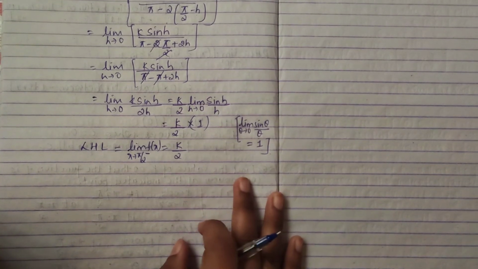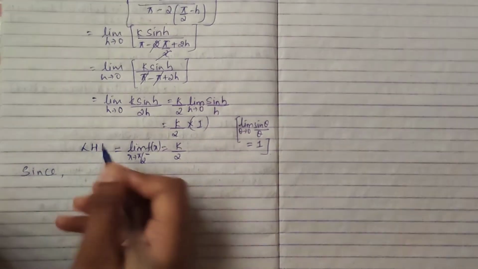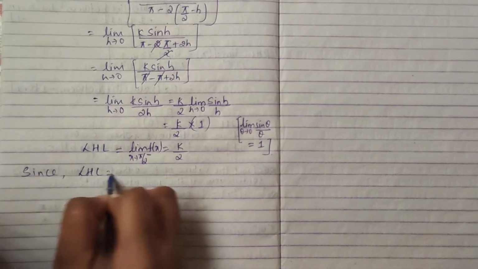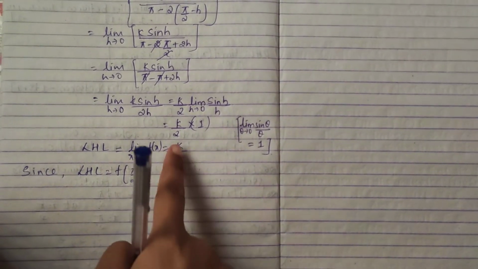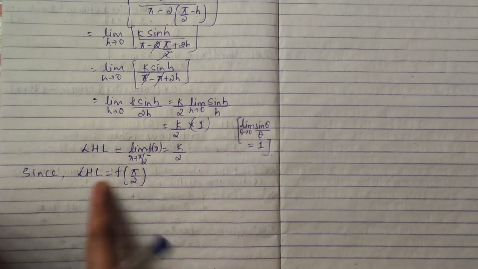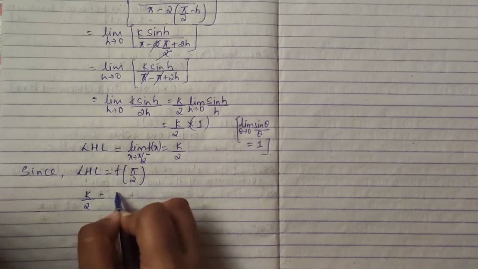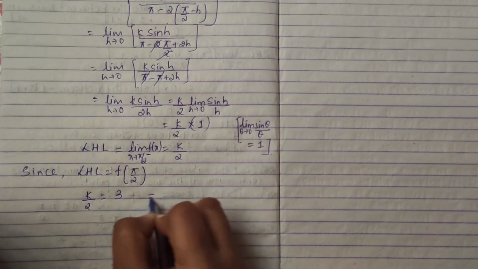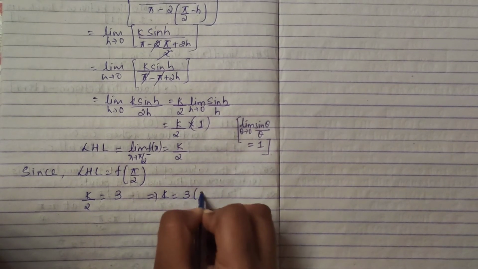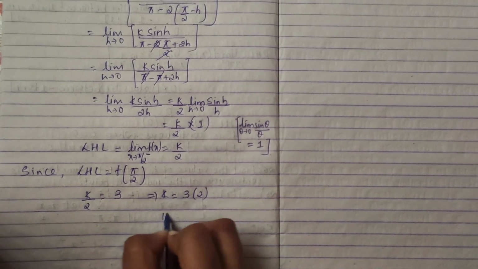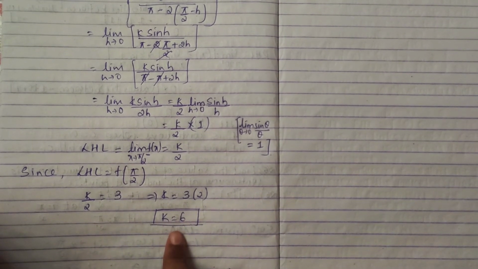Now, we will equate our LHL and our f of pi by 2. Since LHL is equal to f of pi by 2, because we have to find the value of k, we have to equate it. Our LHL is k by 2, f of pi by 2 is 3. So, k into 2, I will multiply it. So, 3 into 2, I will get k is equal to 6. So, the value of k is equal to 6.